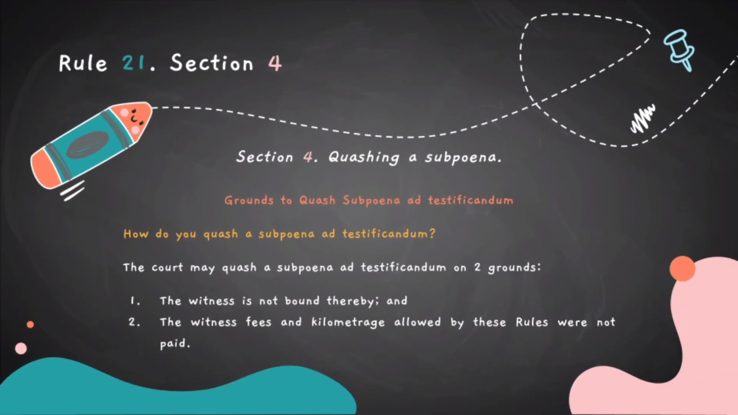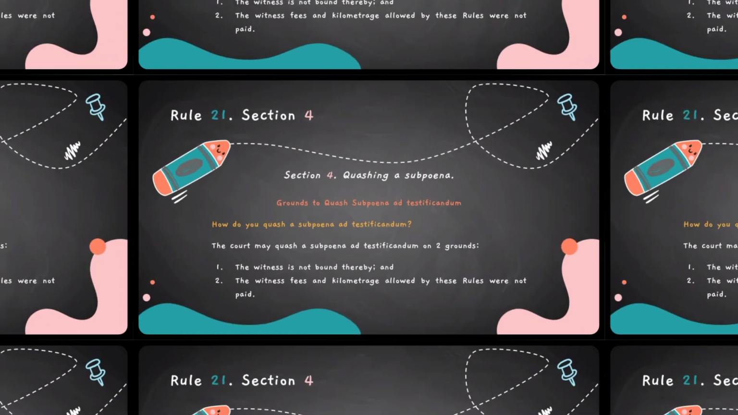Grounds to quash subpoena ad testificandum. How do you quash a subpoena ad testificandum? The court may quash a subpoena ad testificandum on 2 grounds. 1. The witness is not bound thereby, and 2. The witness fees and kilometrage allowed by these rules were not paid.